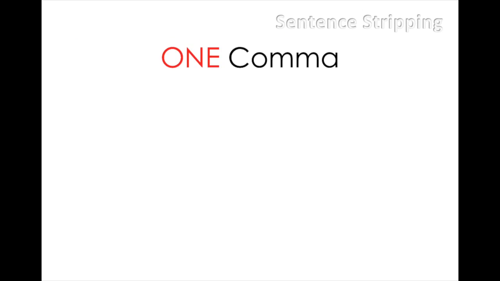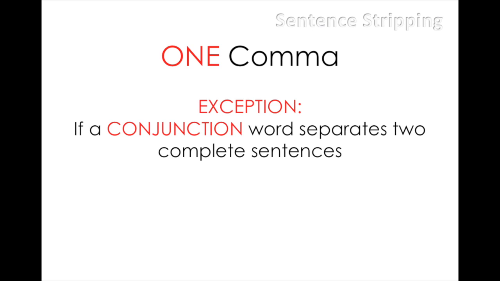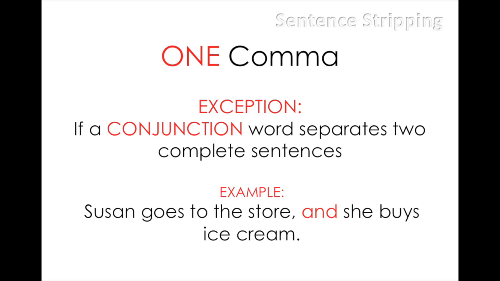There is an exception to the one comma rule. If a conjunction word separates two complete sentences, then a comma precedes the conjunction word. Susan goes to the store, and she buys ice cream. Because the comma separates two sentences and not a sentence and a phrase, nothing gets crossed out.